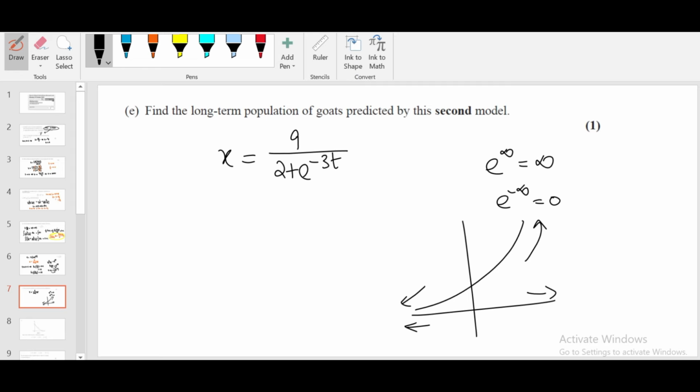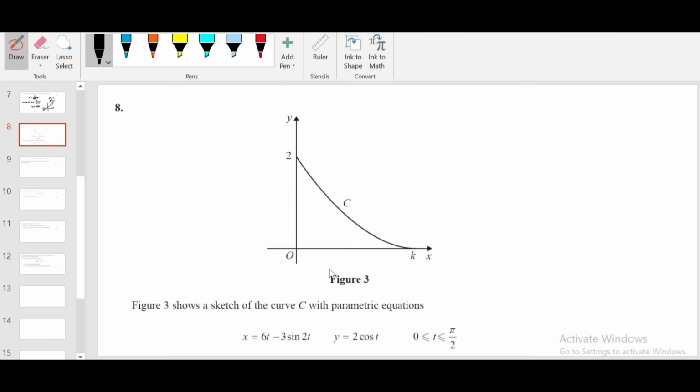So how do we write this? To find the maximum limit or long-term population, you need to write t tends to infinity, x tends to 9 over 2 plus e power minus infinity, which is 0. 9 over 2 is 4.5 times 1000, so x tends to 4500. That's all.